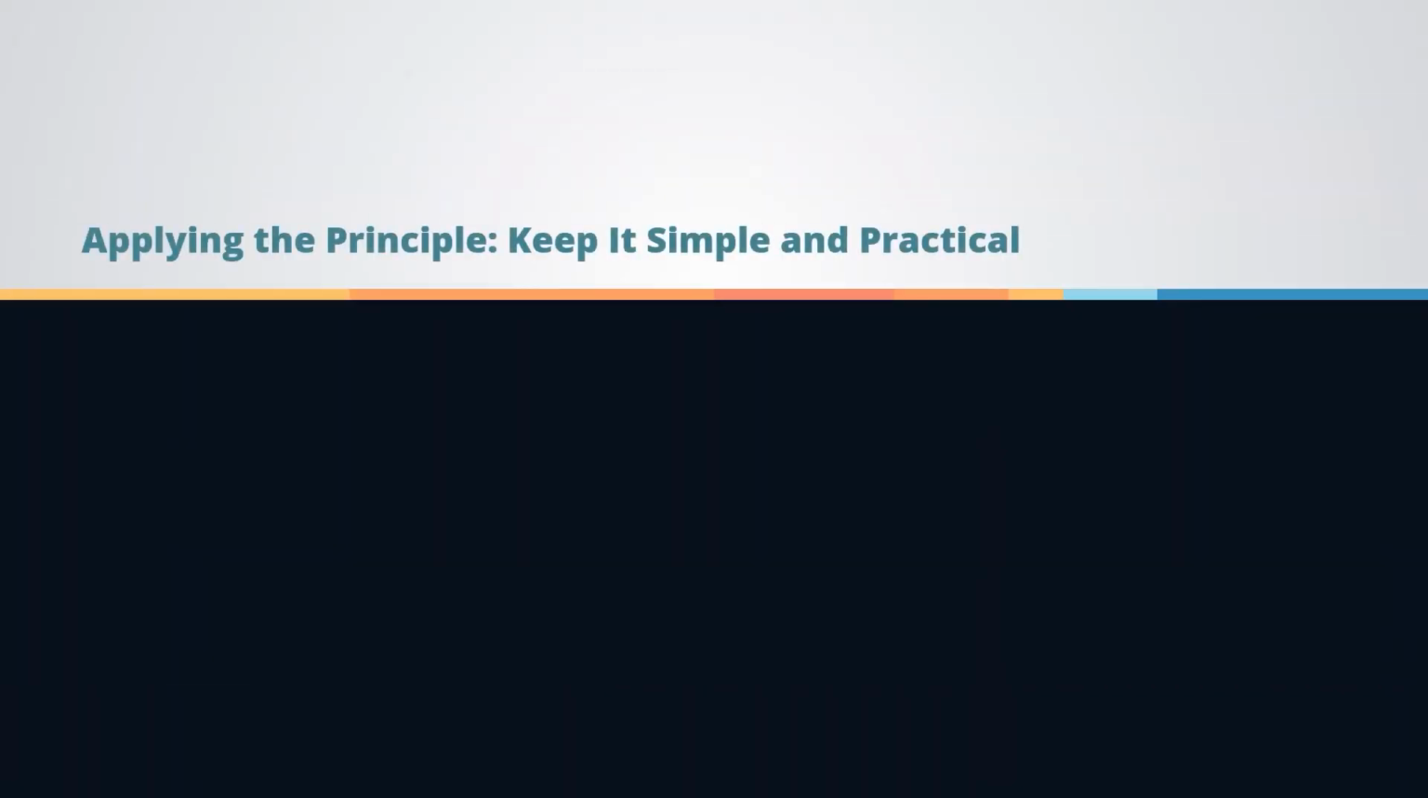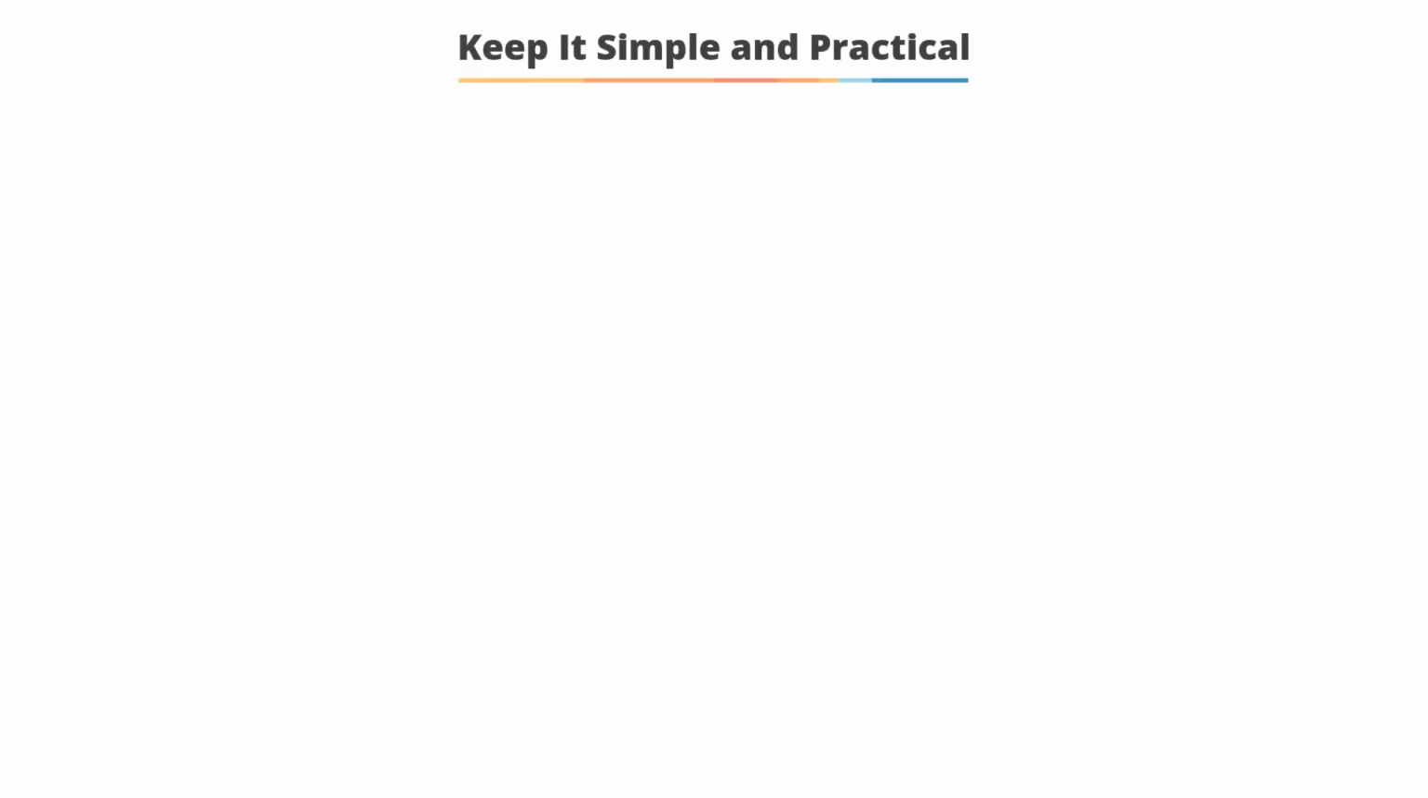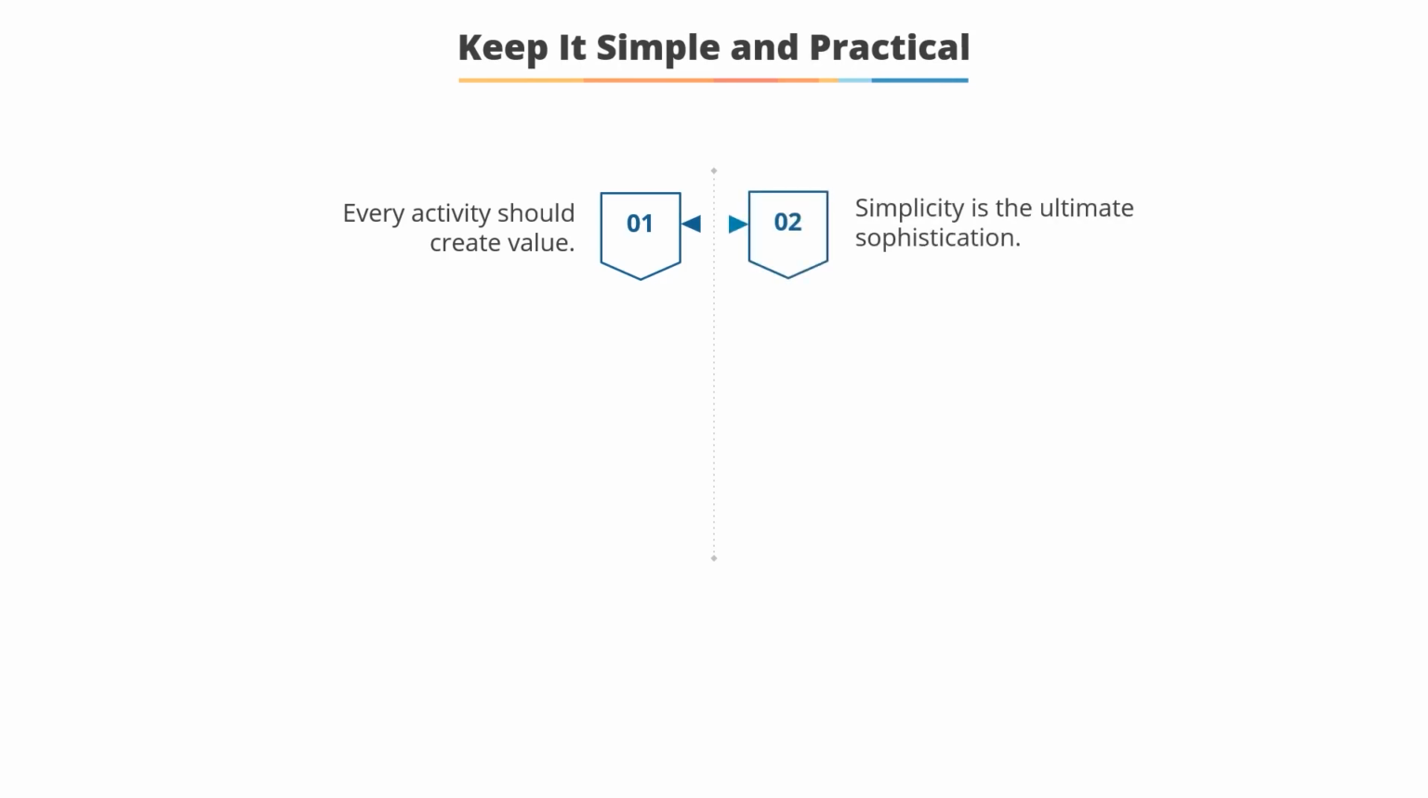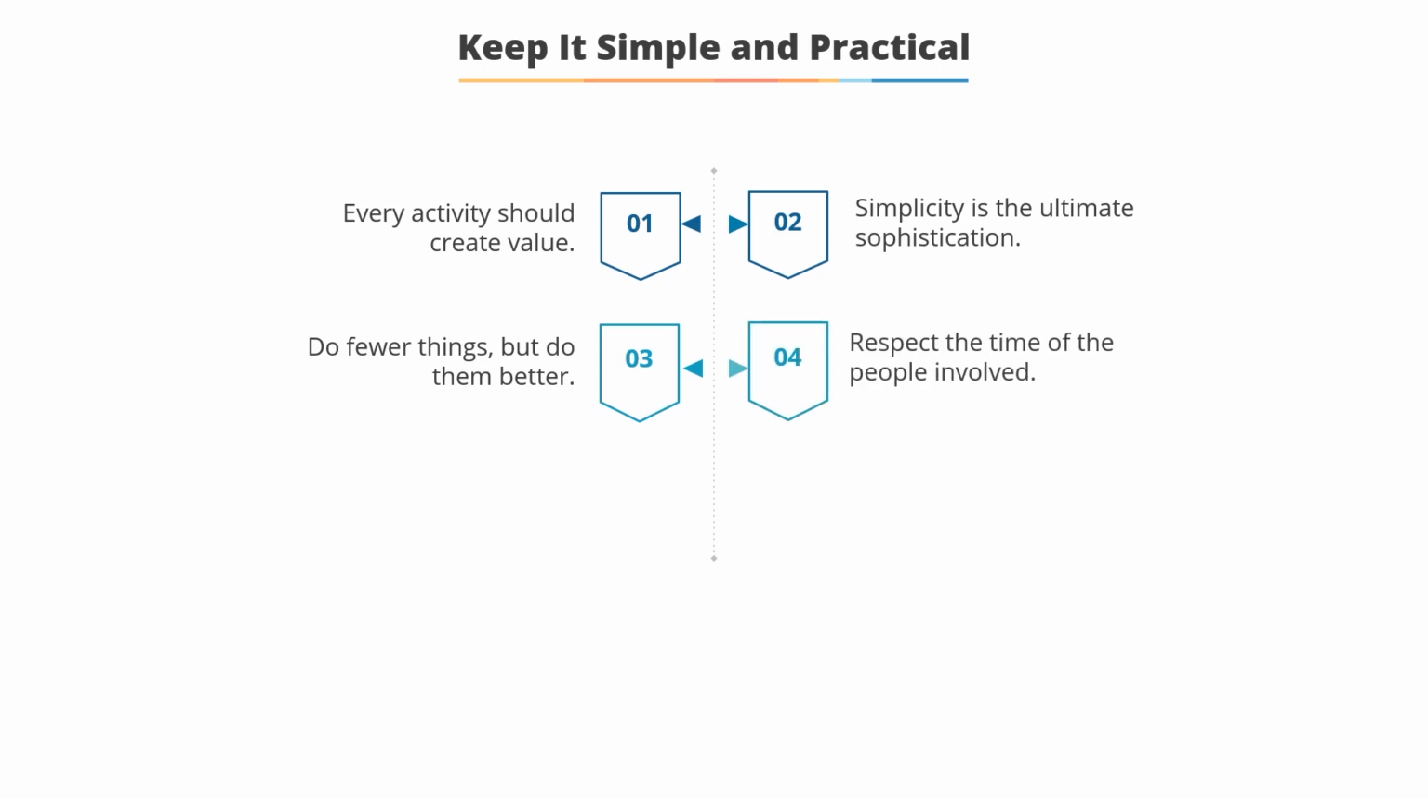Let's see how to apply the principle: keep it simple and practical. To apply this principle successfully, consider this advice. Ensure value. Every activity should contribute to the creation of value. Simplicity is the ultimate sophistication. It may seem harder to simplify, but it is often more effective. Do fewer things, but do them better. Minimizing activities to include only those with value for one or more stakeholders will allow for more focus on the quality of those actions. Respect the time of the people involved.